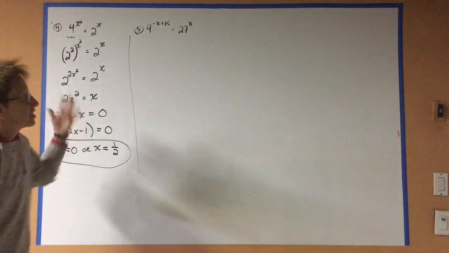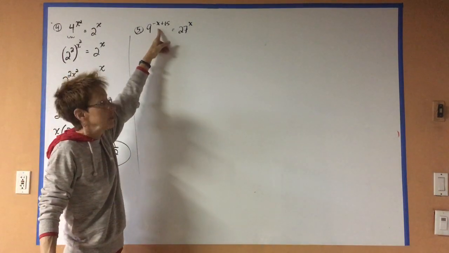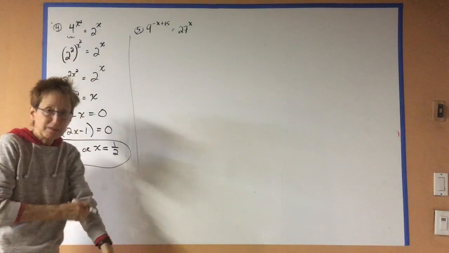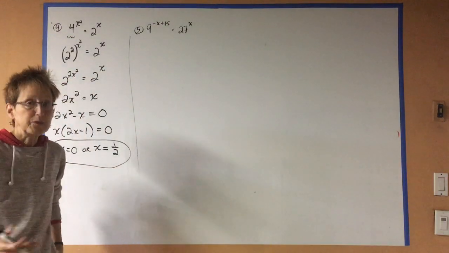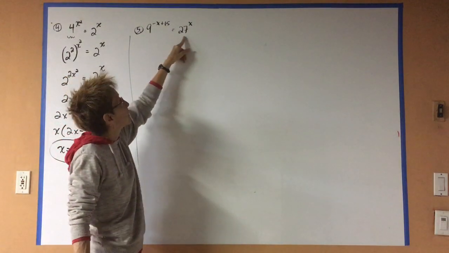So again, the directions say solve, so I have to decide what kind of an equation it is, and I notice the unknown is in the exponent. So as a result, it's an exponential equation. So I'm going to try and create same bases. The base here is 9. The base here is 27.